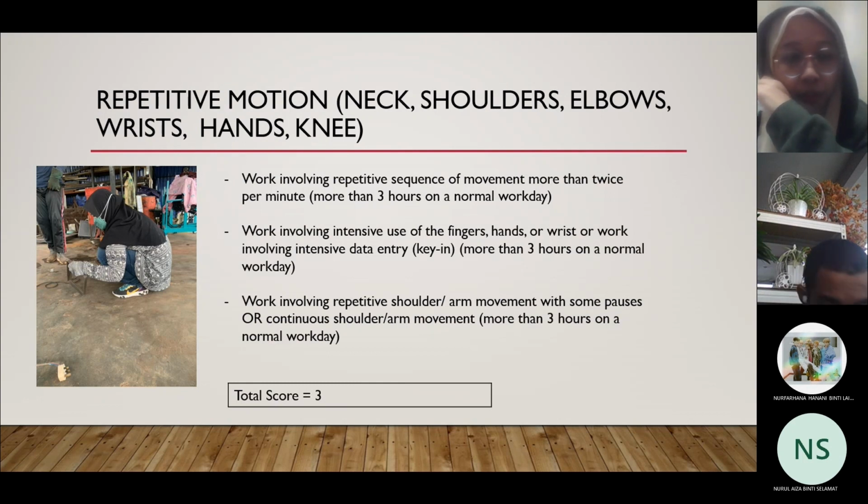Next is repetitive motion. The worker's task involves a repetition sequence more than twice per minute. Besides, frequently using the fingers, hand, and wrist repeatedly at work for a long duration will lead to injury at the upper extremity body parts.